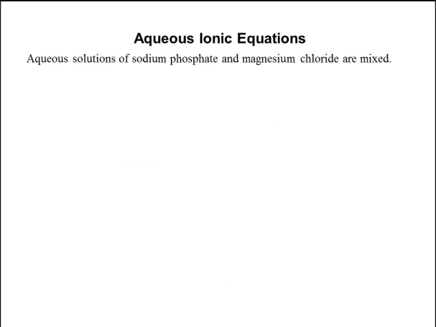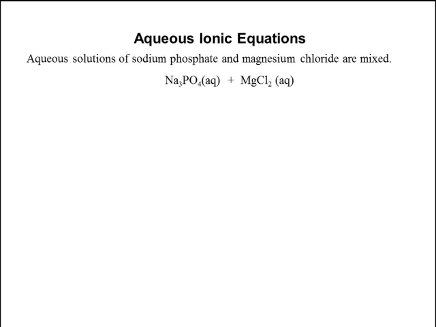So I take aqueous solutions of sodium phosphate and magnesium chloride and mix them. I want to write the ionic equations for this. Well, that means I have to be able to take the name and write the formula to begin with. So you have to know naming rules and everything else. It's very important. So taking the sodium phosphate and magnesium chloride to get the balanced formulas for those, I get the Na3PO4 and the MgCl2.